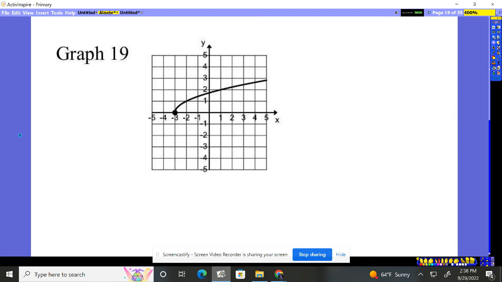Graph 19, we want the domain and the range. So let's start with the domain. The domain, or which x's have values. We always will start left to right. So I'm going to start at the left.